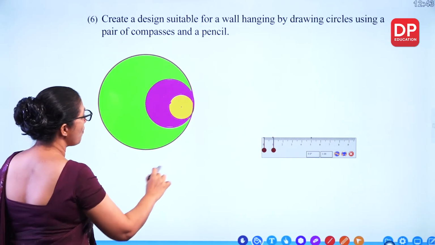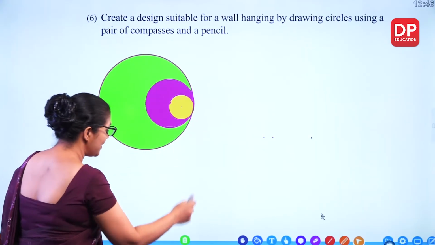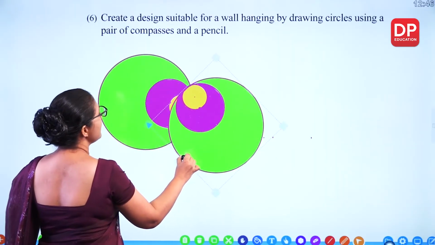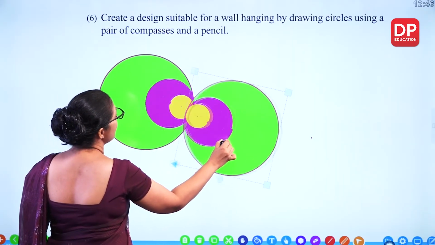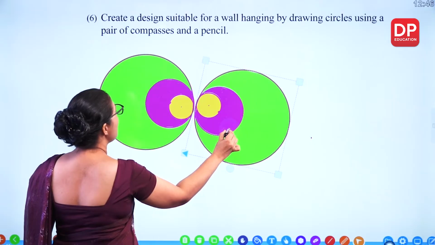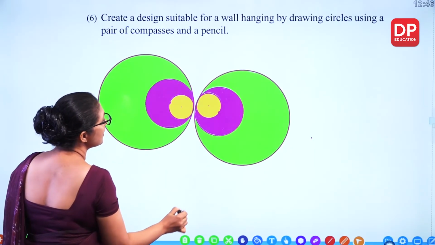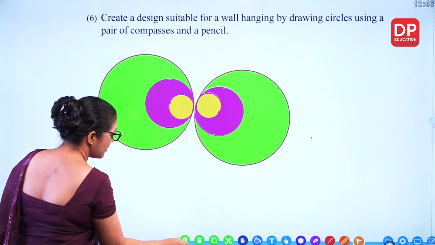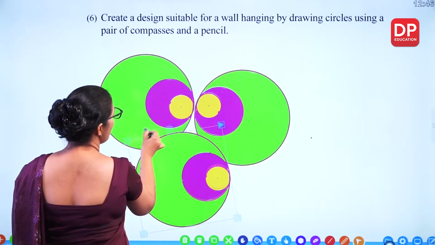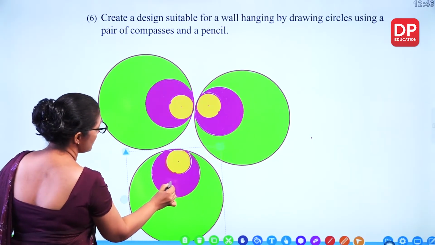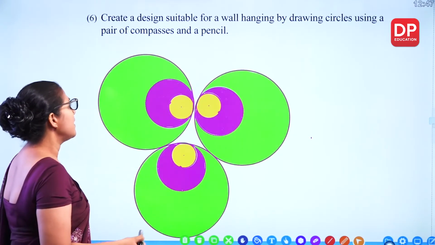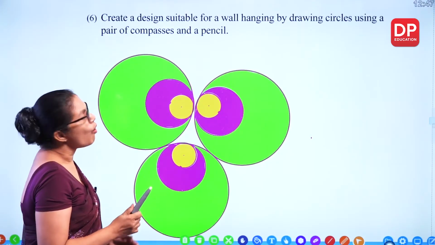So I'll take a copy and see. Now you can copy this, and I want to rotate this and here make a design. I want to keep it here. And you can take another one and I can rotate this and put it somewhere here. So you can create any design like this for wall hanging.